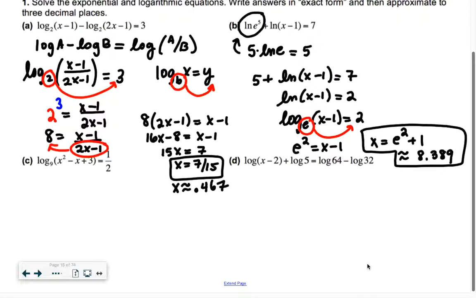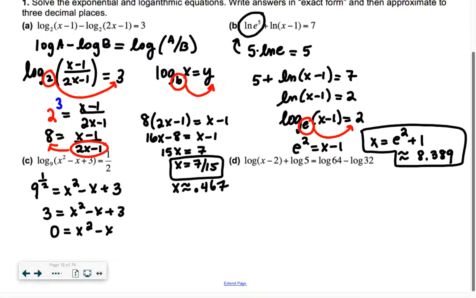So it's 9 to the 1/2. So you're going to have 9 to the 1/2 equals x squared minus x plus 3. And 9 to the 1/2 was 3. So it's kind of nice when you subtract 3 from both sides, you do get 0 equals x squared minus x. And then we factor it out. So we have x times the quantity of x minus 1. Right, we pulled out the GCF. So we get x equals 0 and we get x equals 1.